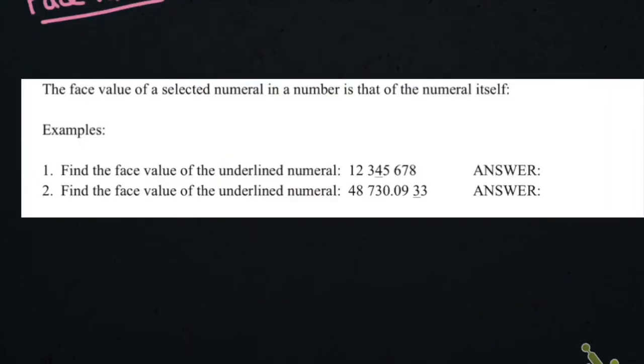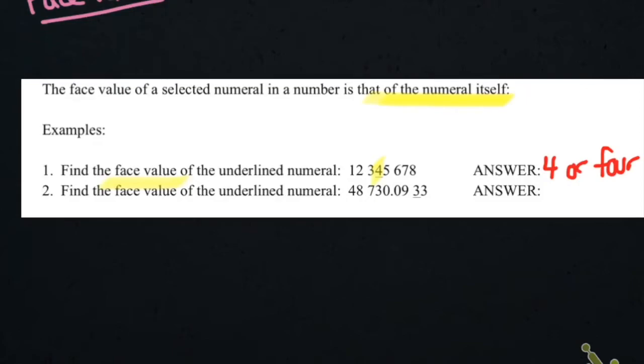Next, we're going to go on to face value. Face value is a lot easier, in my opinion, than place value because all I want is the number itself, like the numeral itself. I just want to know what the number is. So when I ask you, find the face value of the underlined numeral in this case is 4. So you're either going to write 4, or I prefer it if you would write 4.